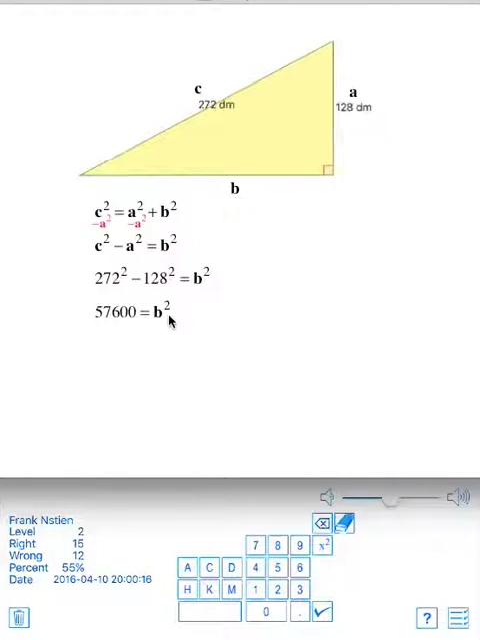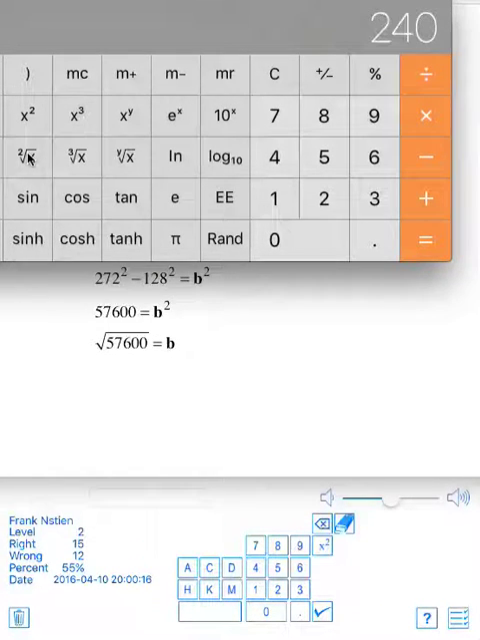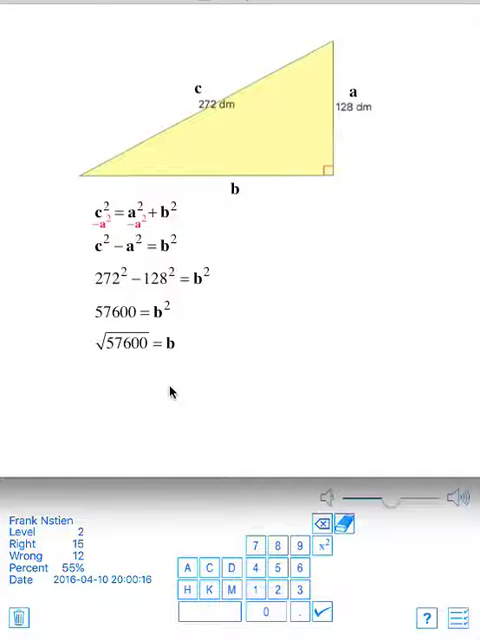All right, and then I want to get the b, like here we have that 57,600 is equal to b squared. I want to know what b is, so I'm going to take the square root of both sides. So the square root is 240. All right, so b is 240 decimeters.